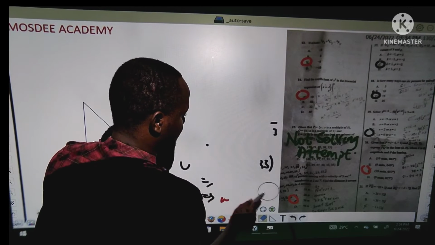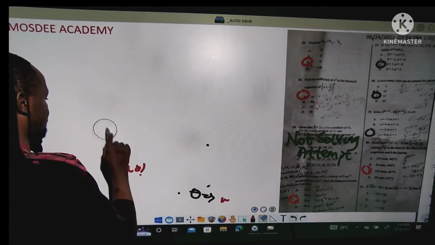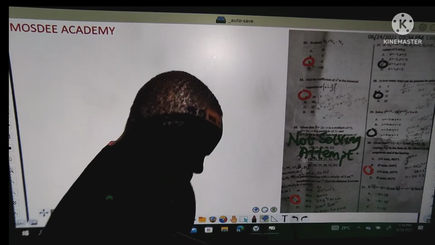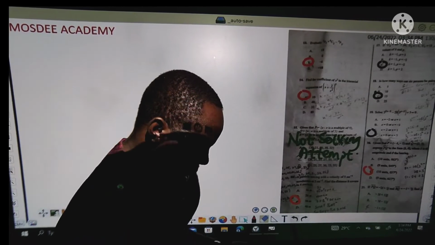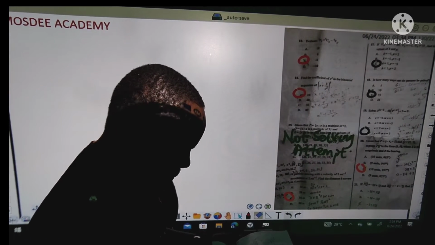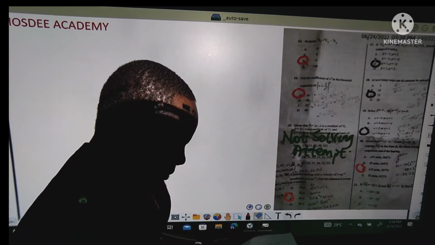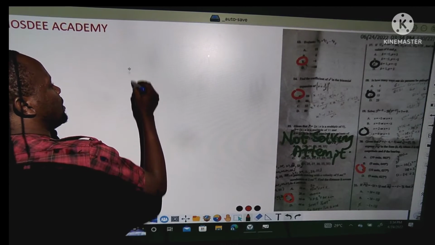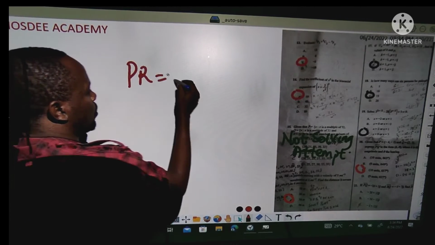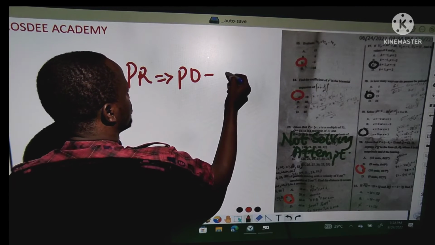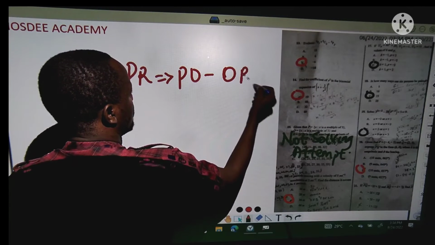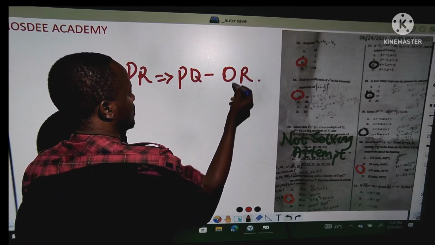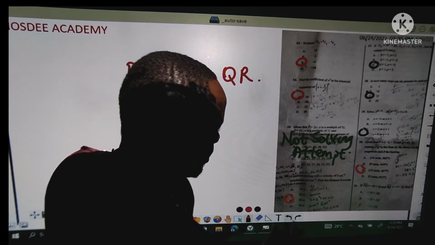The last question on this page is on PQ. Line PQ is negative 2i plus 5j, and RQ is negative i minus 7j. We have to find PR. This is a simple question. PR will be equal to PQ minus RQ? Is it PO or Q? It's Q. PQ minus QR. I was given PQ.